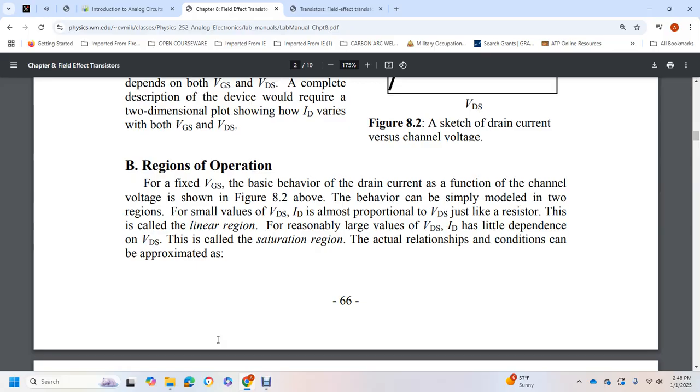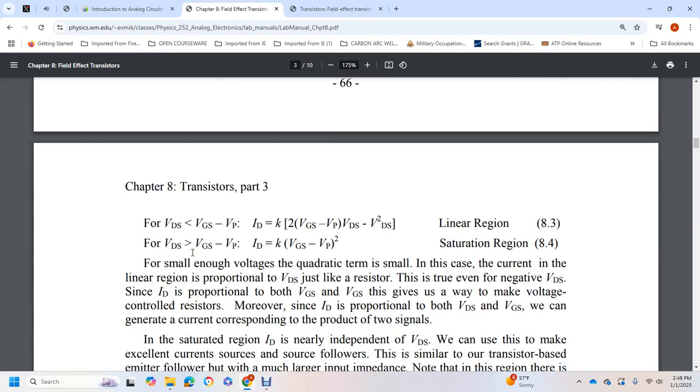For reasonably larger values of the voltage drain-source, the drain current is little dependent on the voltage drain-source. This is called the saturation region. The actual relationship is approximated as follows. For voltage drain-source less than voltage gate-source minus voltage pinch-off, I drain is equal to K times 2 times (voltage gate-source minus voltage pinch-off) times voltage drain-source, minus voltage drain-source squared. For voltage drain-source greater than voltage gate-source minus voltage pinch-off, I drain is equal to K times (voltage gate-source minus voltage pinch-off) squared. And those are your linear and saturated regions.